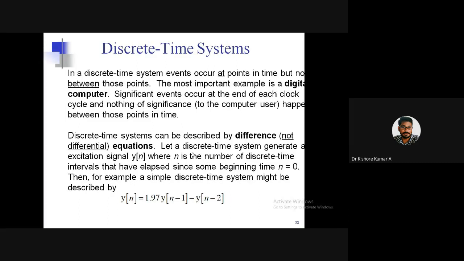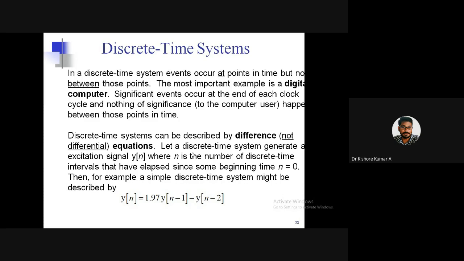And here the discrete time systems, that is, the events, the number of events occur at different points in time. But we have to go for these points. The most important example is the digital computer, right? You all know. So significant events may occur at the end of each clock cycle and nothing of significance to the computer user happens between those points in time. So these can be clearly governed by means of difference equations, so-called discrete time systems.